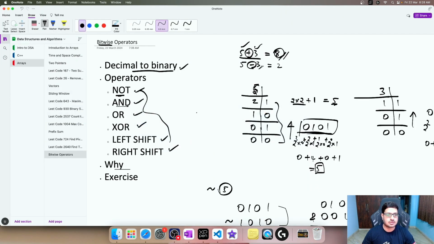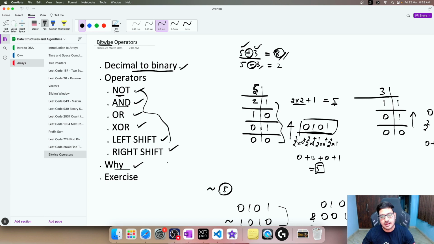Think of it like another technique, just like how we discussed prefix sum, sliding window, two pointers. It's another trick in your bucket, so that when the time comes, you know that bitwise operators help. And that is how we can use bitwise operators to achieve faster performance.